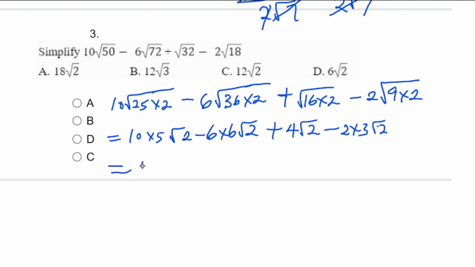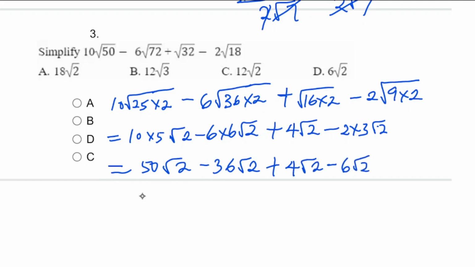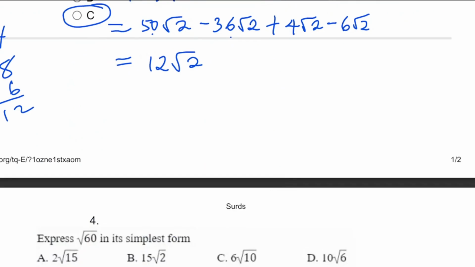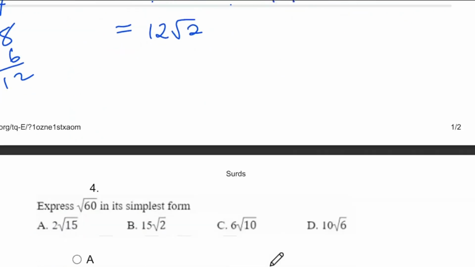This will then give us 50 root 2 minus 36 root 2 plus 4 root 2 minus 6 root 2. You can see everything is in the same root. So let's add: 50 minus 36 is 14. 14 plus 4 is 18. 18 minus 6 is 12. So this gives us 12 root 2, which is option C. Is that clear? Then move to question 4, the next question.